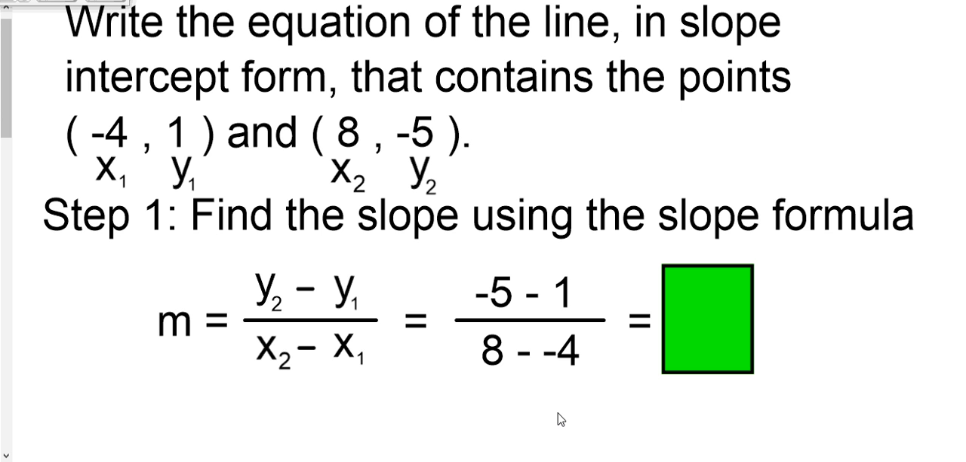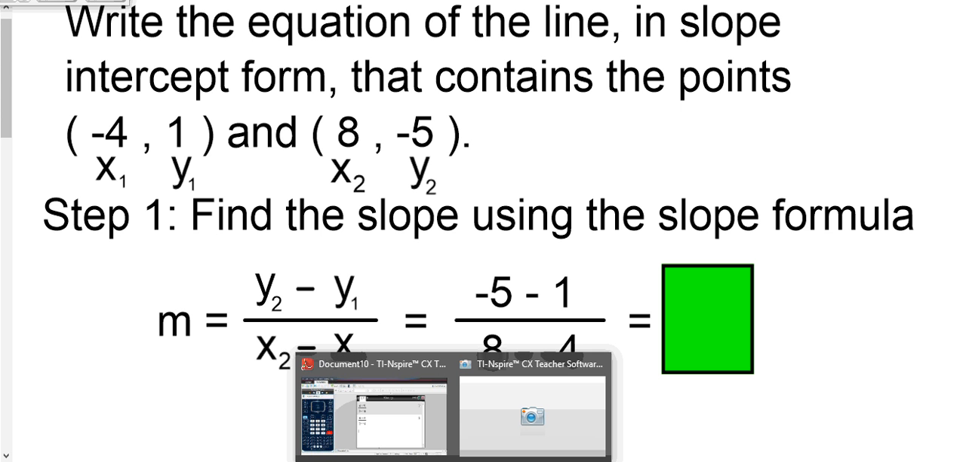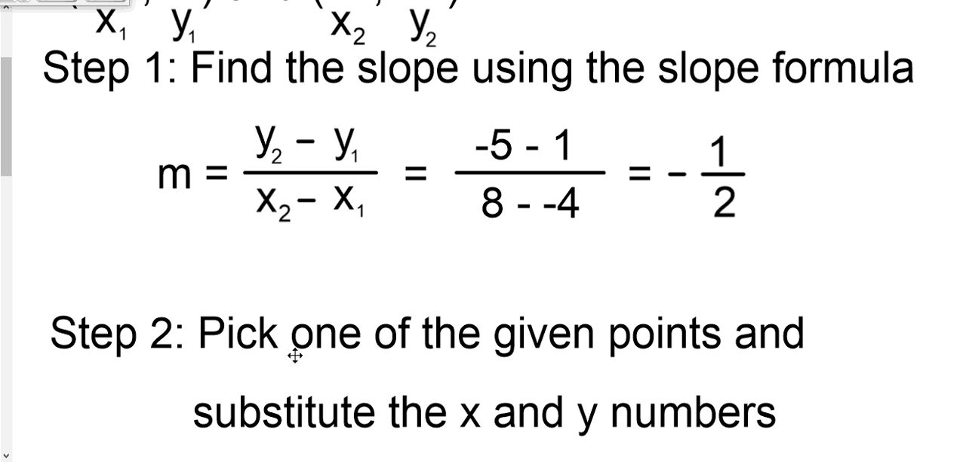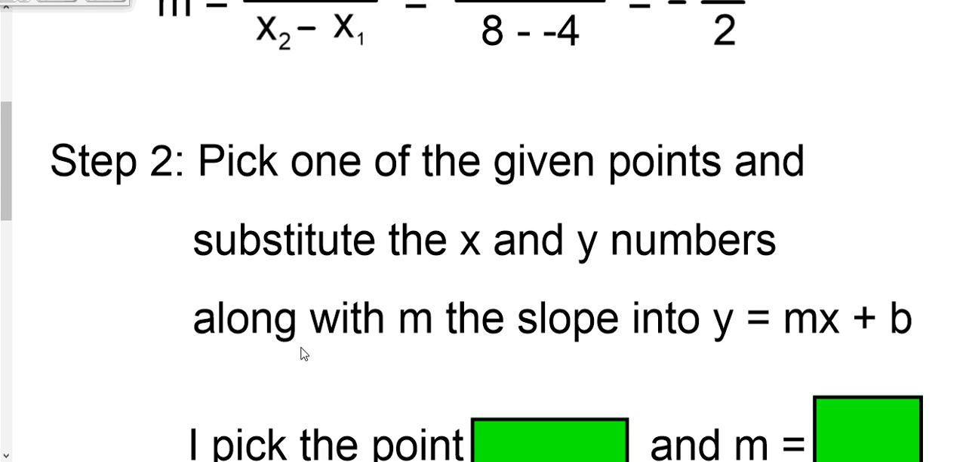Again, putting that into your calculator, I'll show you that one more time. Go ahead and substitute it in there. If you need some help, ask a friend. And you should get negative 1/2. Okay? So now we know the slope. We're ready to go find the y-intercept.